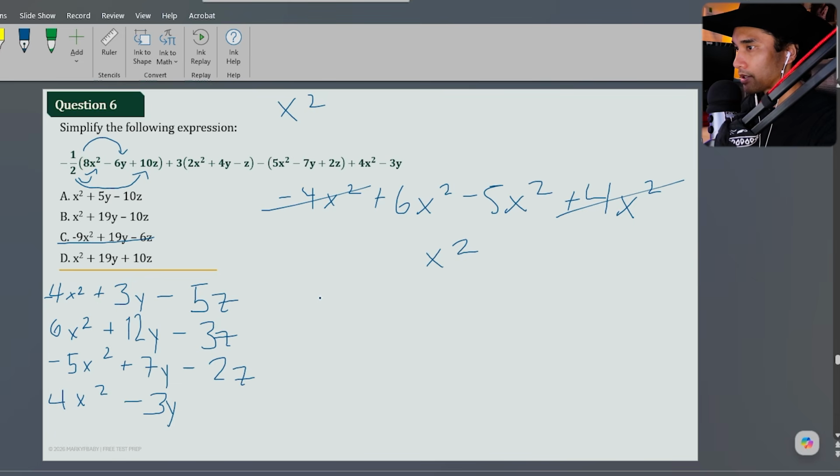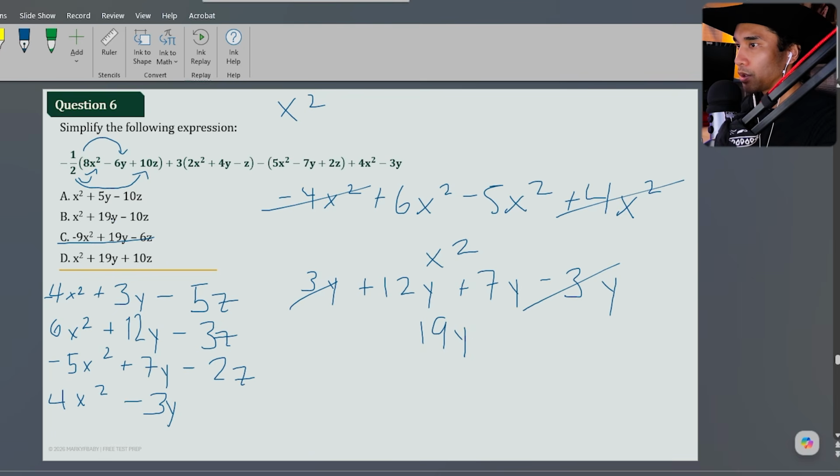Now I'm going to rewrite the y's. Okay, so I have 3y plus 12y plus 7y, and I have minus 3y. Again, I see that this negative 3y and this positive 3y can be canceled out, leaving me with 12y plus 7y, and that is 19y. We look at our answer choices here, and there's only two, B and D, with 19y, so I can get rid of A.